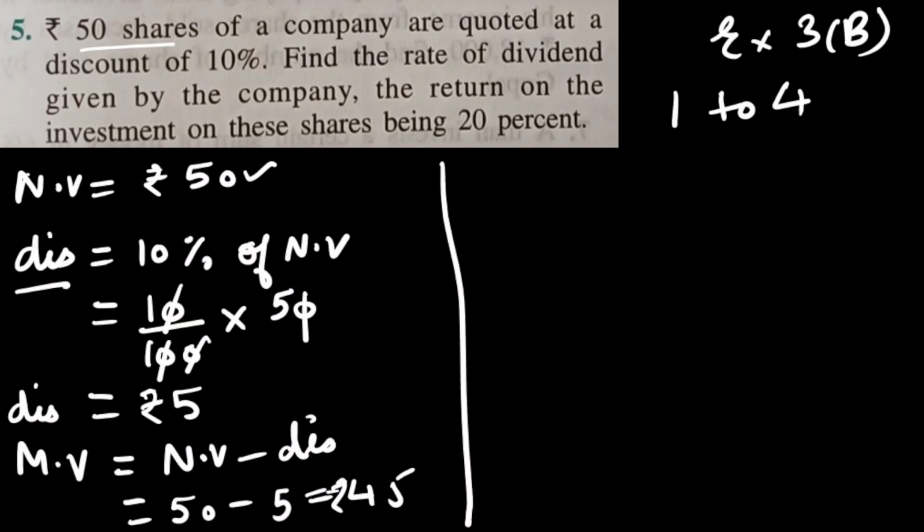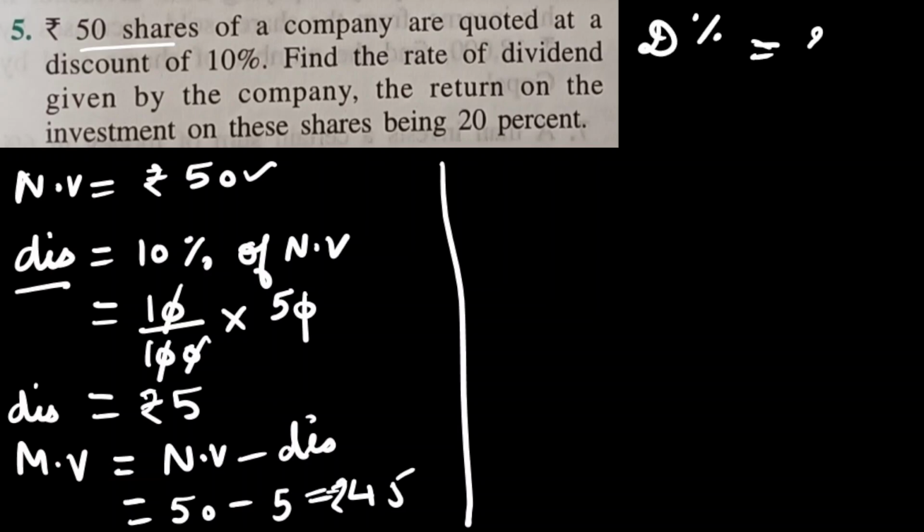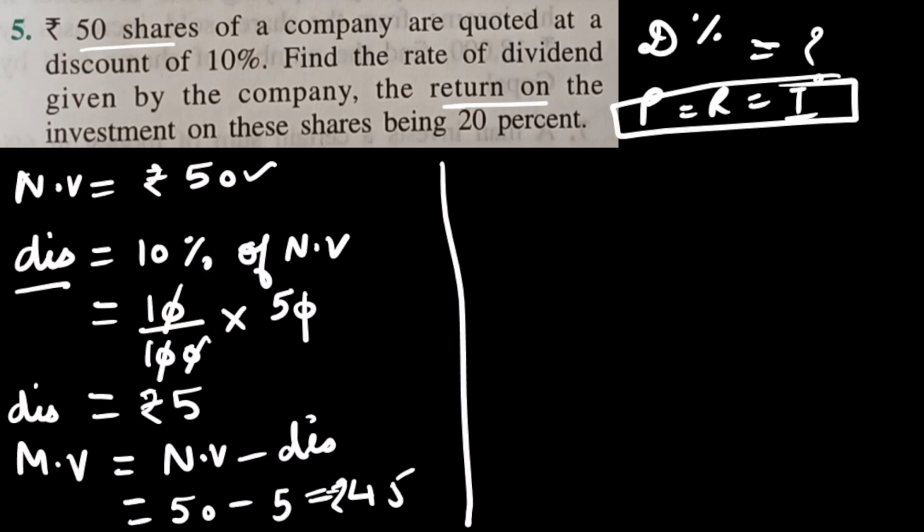Okay, now let's see what else is given to us. Find the rate of dividend given by the company. Rate means we have to find dividend percent. The return on the investment on these shares being 20%. So return means profit. Return, profit or income, all these are the same. So return percent is given to us, it's 20%.